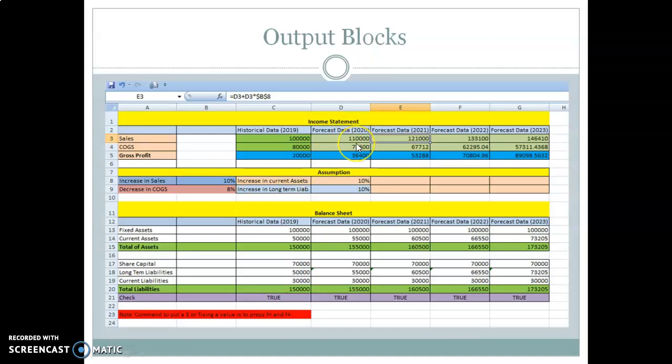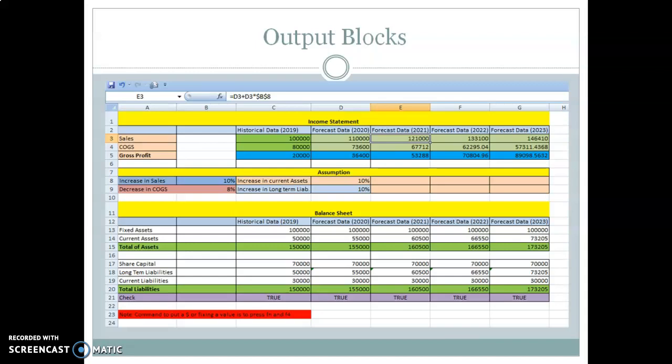So here we are calculating the sales value for 2020. So what is happening in 2020? We are assuming, and the assumption is not like we are just assuming it. It should be realistic, in the sense that it should be feasible, right?